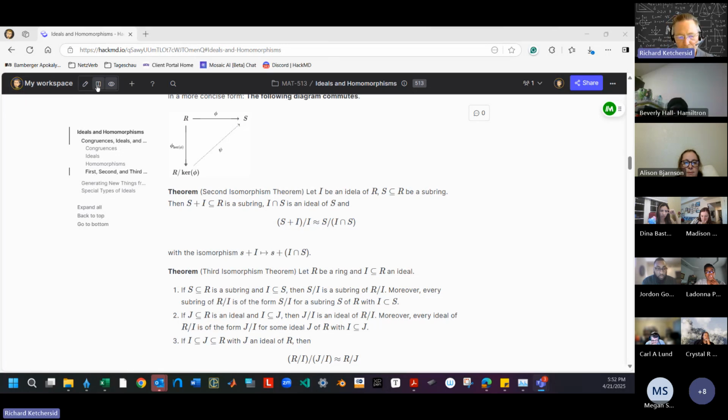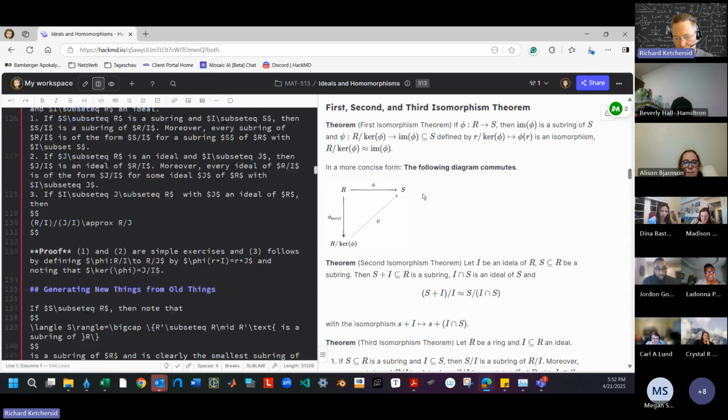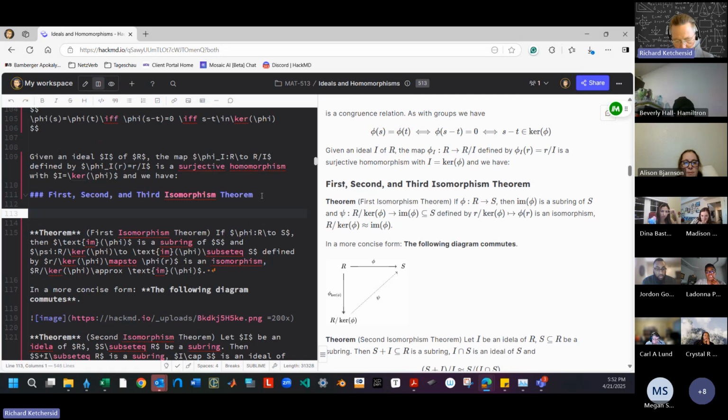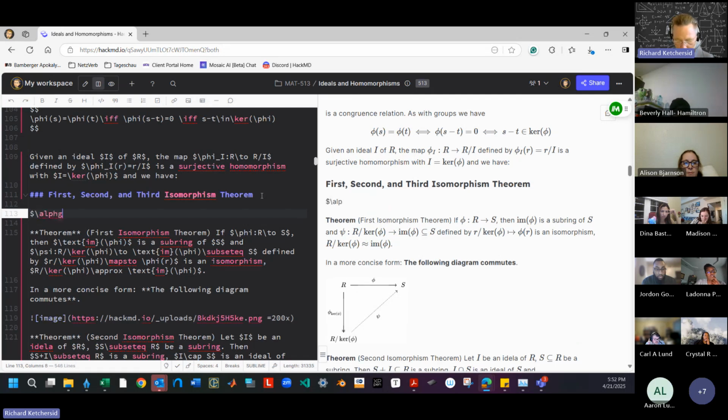You can just edit this immediately on the side like this. And so I can add things right here, like here's the first, second, and third isomorphism theorem, right? So I can just come in here and type, you know, here alpha to beta. So you see that, and that should be an alpha, right? So you see here, there's this sort of language I'm using called LaTeX.